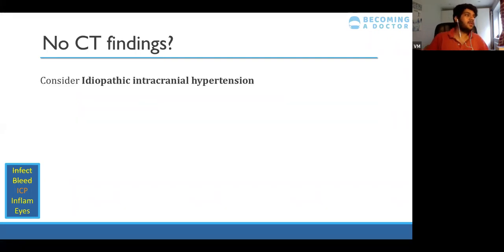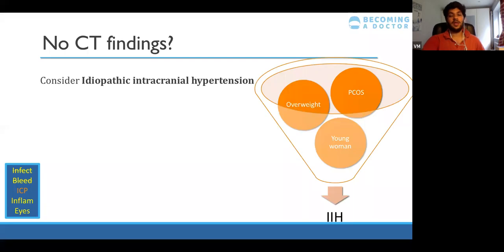Okay, so what if the patient says they've got all these symptoms, you've asked all these questions, and you've done a CT, but there are no findings on the CT. They've got papilledema. You might want to consider a condition called idiopathic intracranial hypertension. And this often does come up on MCQs. The main way you're able to tell that it's IIH is because of the risk factors. If it's a young woman who's overweight and has polycystic ovarian syndrome, or 2 out of the 3 really, you're more likely to think it could be IIH.